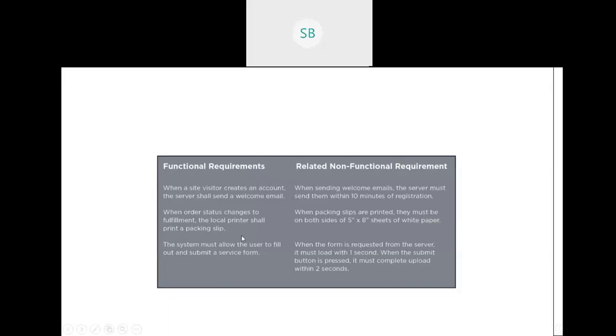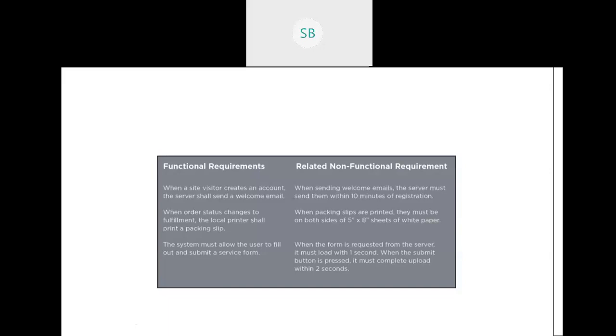Again, another one: when the order status changes to fulfillment, the local printer shall print a packing slip. If there is an order status, it should give a printout, but what size sheet should it be on? 5:8 sheet of white paper. So that is a non-functional requirement. Okay, that is the additional requirements. So are you clear about functional and non-functional requirements now?